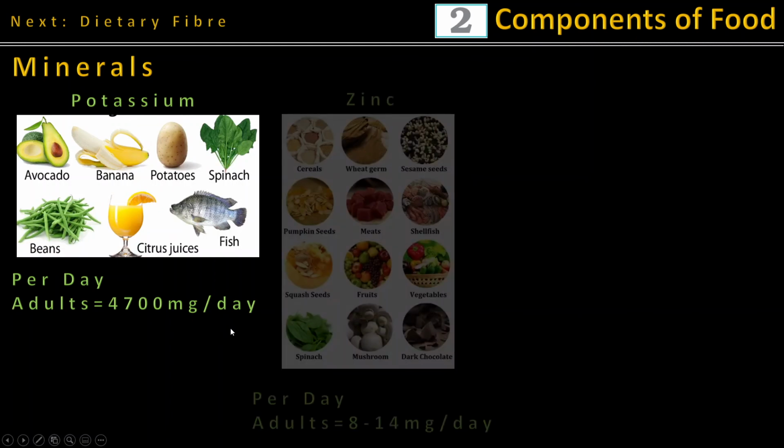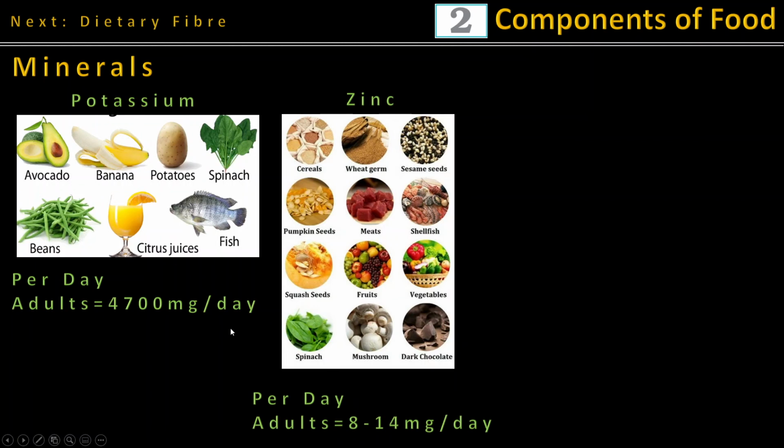Next comes zinc. Zinc also plays a very, very important role. The foods are cereals, wheat germ, sesame seeds, several things, whatever you see on the screen. These are the zinc foods. We need to eat 8 to 14 milligrams per day. That's where zinc helps.